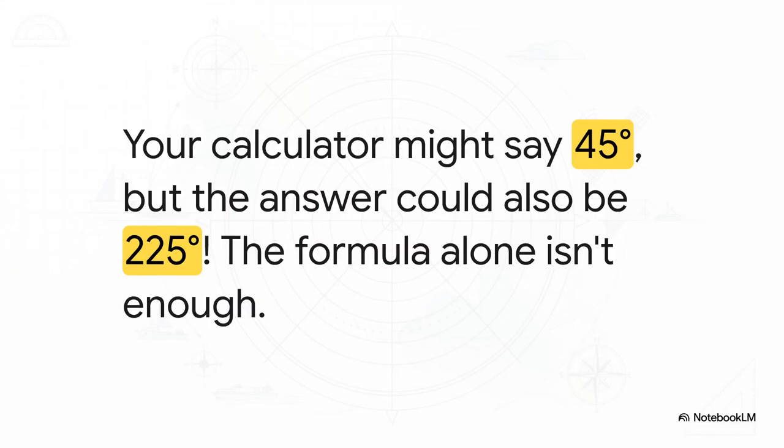And here's where the trap is. Your calculator is going to spit out 45 degrees, which is totally correct for the point 1, 1. But look down in the third quadrant at the point -1, -1. What's the tangent there? It's -1 divided by -1, which is also +1. So the angle could just as easily be 225 degrees. If you only trust your calculator, you could end up in the completely wrong place.